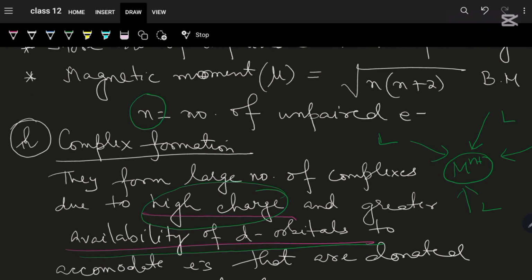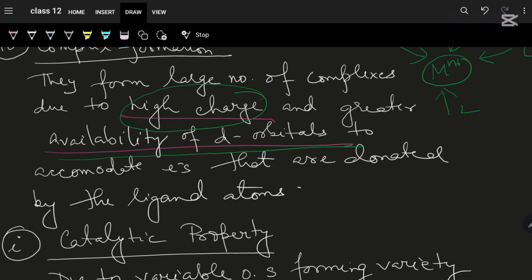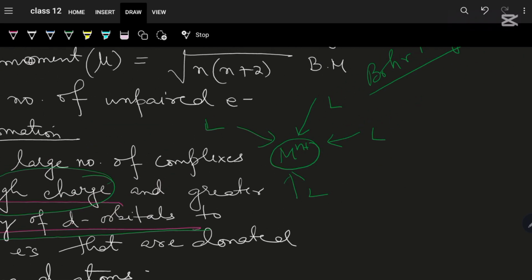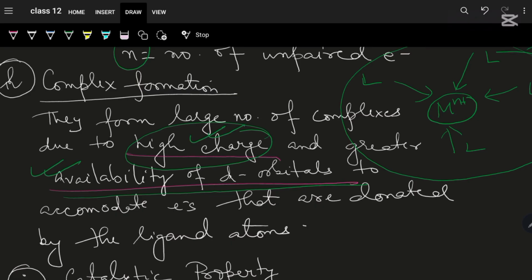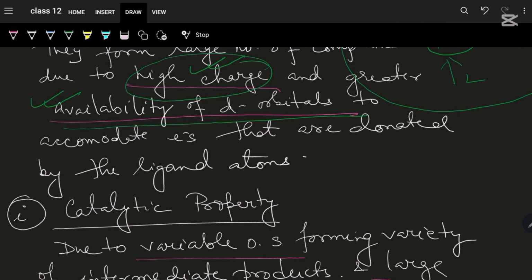Now, transition elements form complex compounds. Why? Complex compounds means the central metal atom or ion is forming coordinate bonds with the surrounding atoms or groups of atoms, which are known as ligands. Why are they capable of accepting these electron pairs from the ligands? On account of their high charge and on account of the availability of the d orbitals, which can accommodate electrons as they are partially filled.